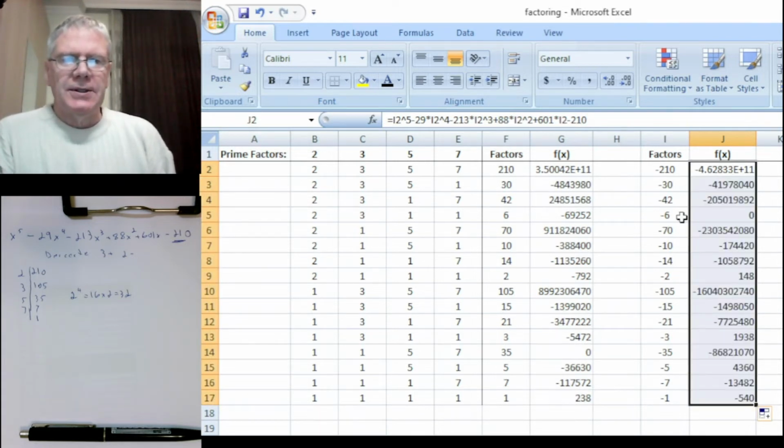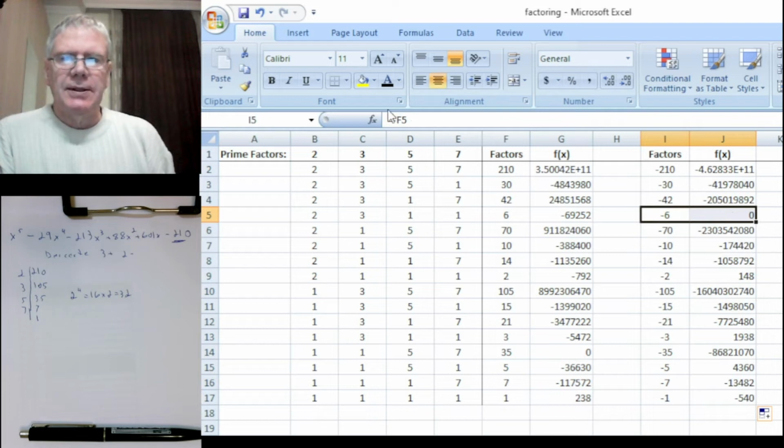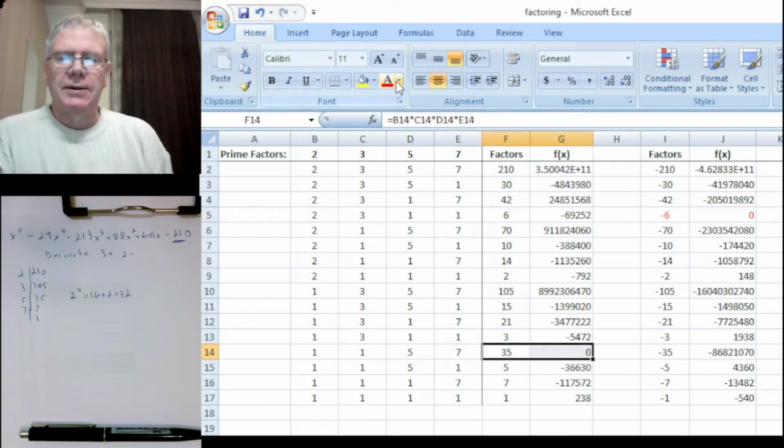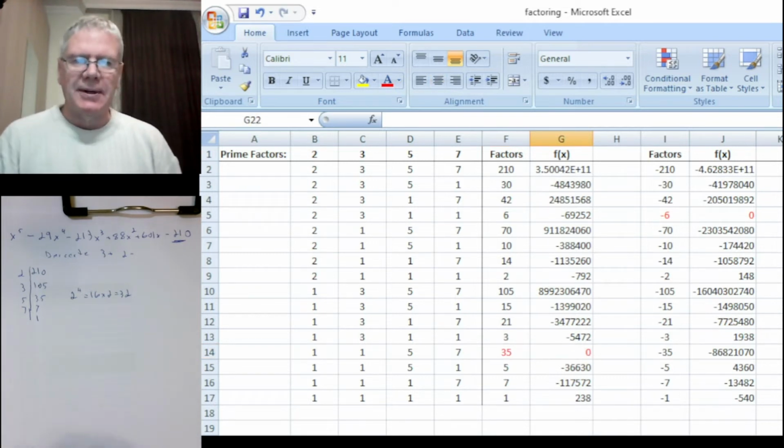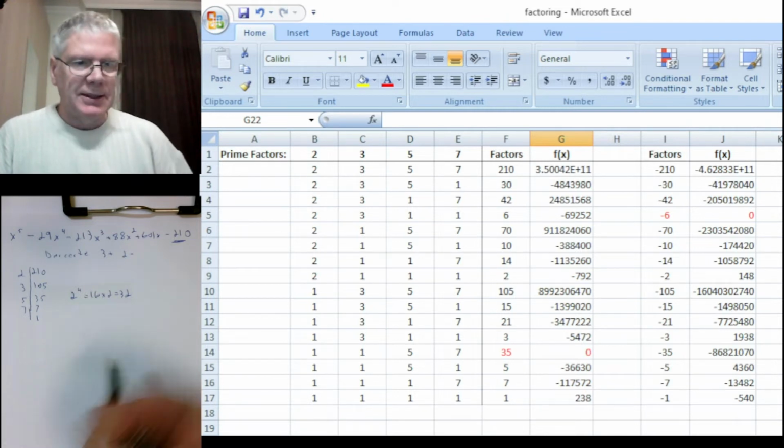And now I'm going to look for the zeros, and I have a 0 here. So make that one red, and I have a 0 here. These are our 2 factors. I would say my 2 factors, but there's going to be 3 more factors. And they didn't turn up as rational factors. So this method has reached its limit here.